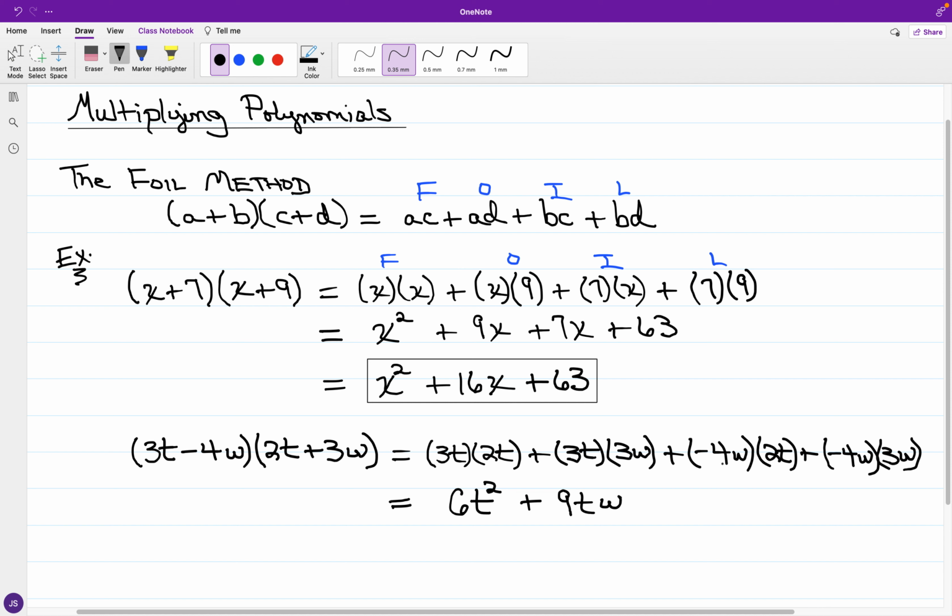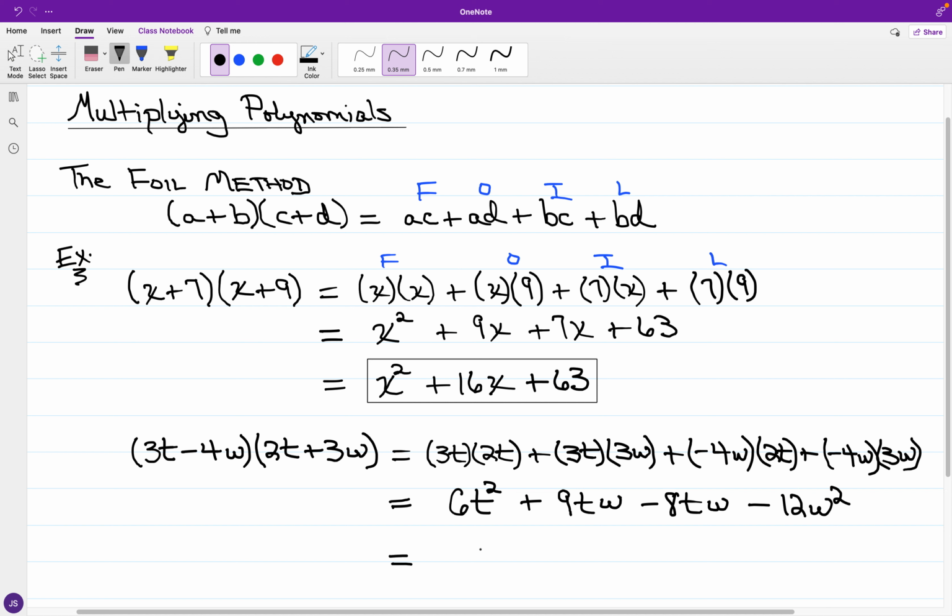Then for the next, I have negative 4w times 2t. Negative times a positive is a negative, so I got minus 8. And you have w times t. I can rearrange in alphabetical order, where the inside term product comes out to negative 8tw. And then for the last term, we've got negative 4w times 3w, so this will be negative 12w squared.